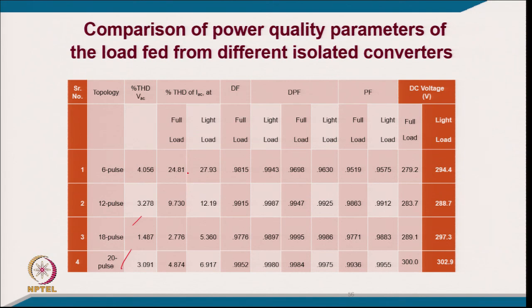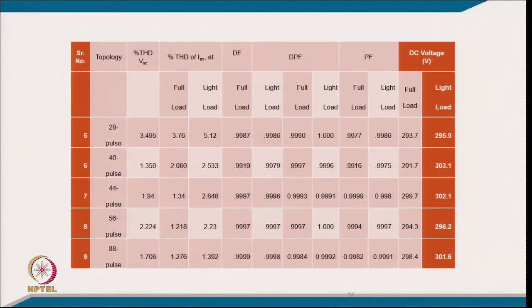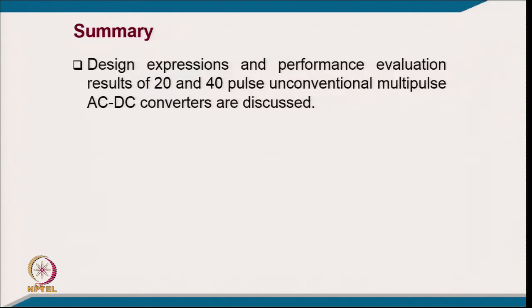We have already discussed 6 pulse, where you have a THD of 27.97%, 12 pulse 12.19%, and 18 pulse 5.36%. Then you get 20 pulse, and then 28 pulse at full load, and then 40 pulse, then 44 pulse, 56 pulse and then 88 pulse. So, you are getting THD reduction by increasing the number of pulses, but of course, it also depends on the leakage reactance of the transformer, as well as on there being no unbalance in the voltage.